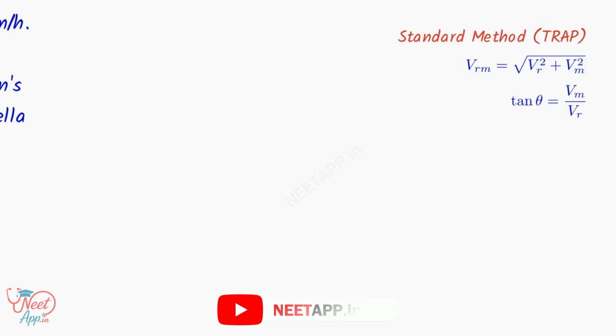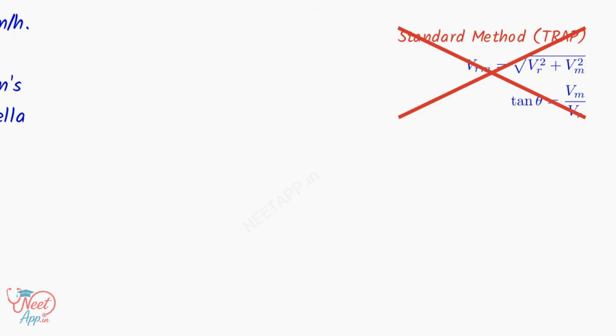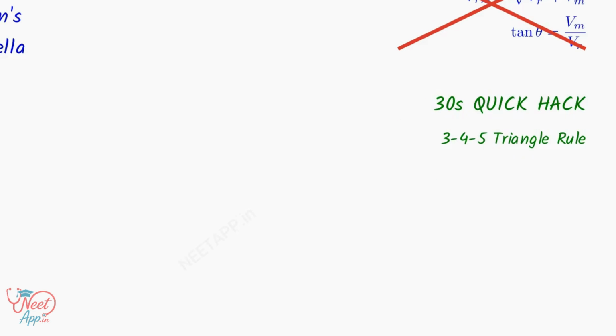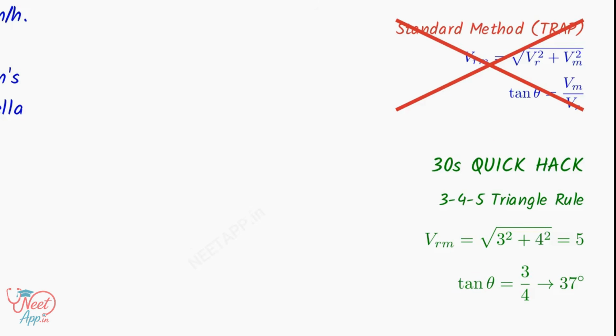You are taught to draw vector subtraction diagrams, write out the Pythagorean theorem to find the magnitude, and use inverse trigonometry to find the exact angle. That takes over a minute. Here is the 30-second shortcut, the 3-4-5 triangle rule. Since the horizontal speed is 3 and the vertical speed is 4, the relative speed, the hypotenuse, must be exactly 5. You don't even need a formula.